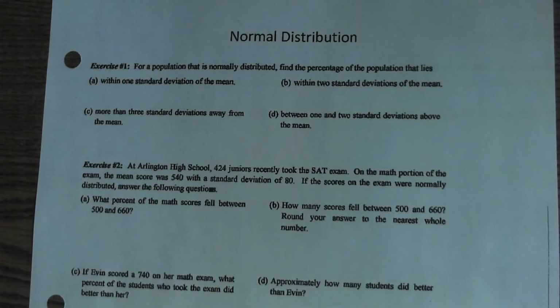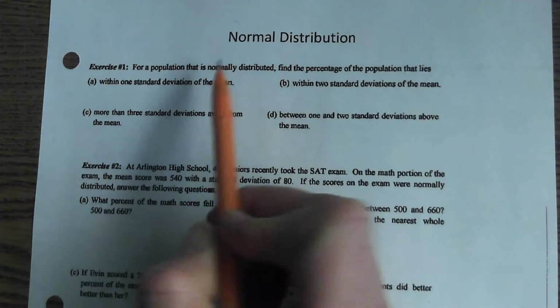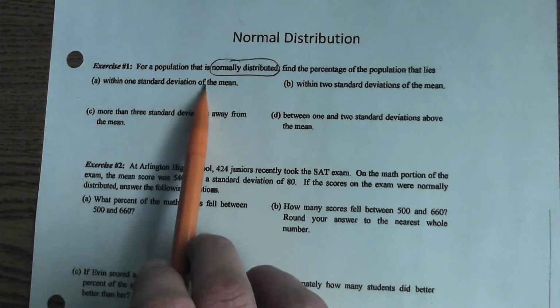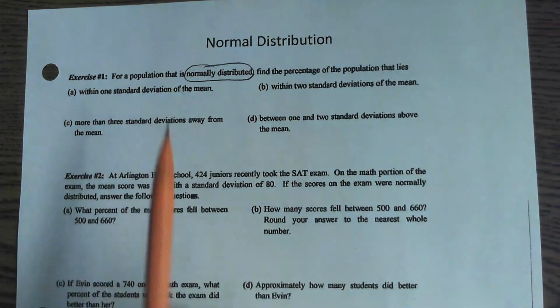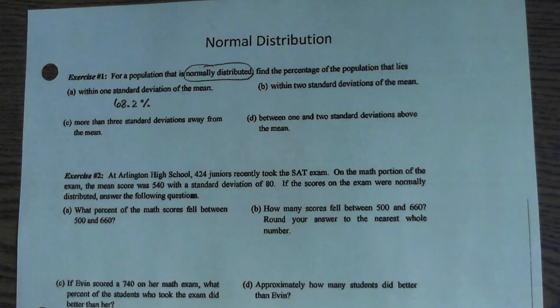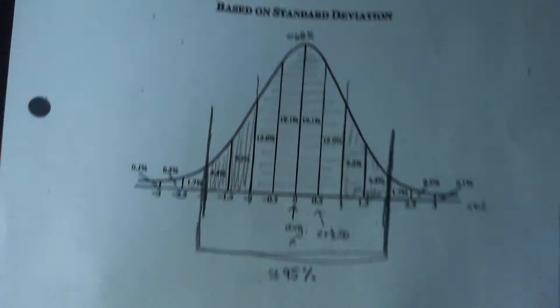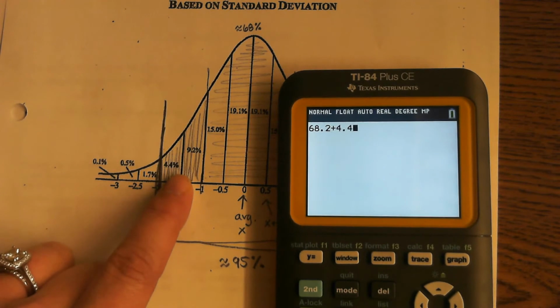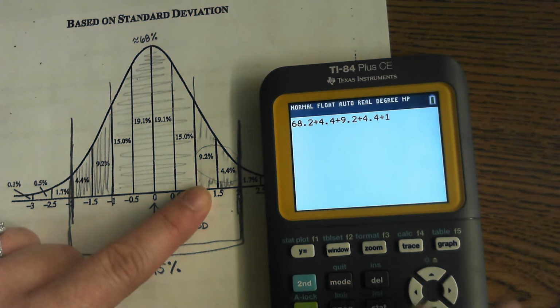Okay? So if we go to your notes on normal distribution, example 1. Find the percentage of the population, for a population that is normally distributed, that lies within 1 standard deviation of the mean. We did that, and we're just going to assume they're giving us this as a side thing. We said it was 68.2%. I never added the within 2 standard deviations exactly, did I? So it's that 68.2 plus 4.4 plus 9.2 on the bottom side, plus another 4.4 and another 9.2 on the top side. 95.4%.